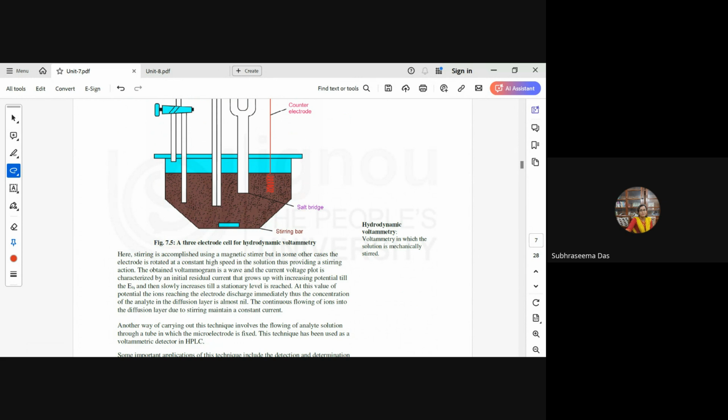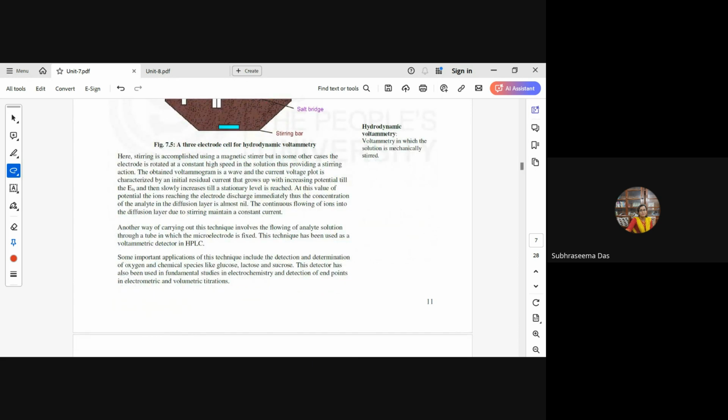When the stirring is done at a constant speed, the obtained voltammogram, the current-voltage plot, is characterized by an initial residual current up to the potential until E half is reached. At this value of potential, the ions reaching the electrode discharge immediately, and thus the concentration in the diffusion layer remains nil. The continuous flow of ions into the diffusion layer maintains a constant current throughout the process.